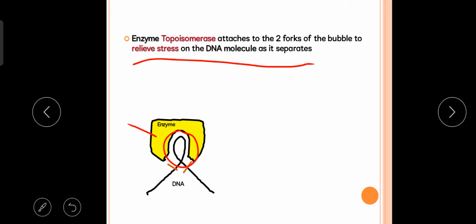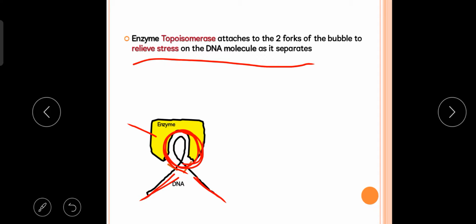This is called the supercoiling. When the hydrogen bonds are breaking down between the two strands of DNA, on the opposite side the tension in the DNA helix increases, and that is known as supercoiling. During the supercoiling process, the topoisomerase acts here. This is the Y substructure, called the replication fork, and above the replication fork is the twisting or coiling.